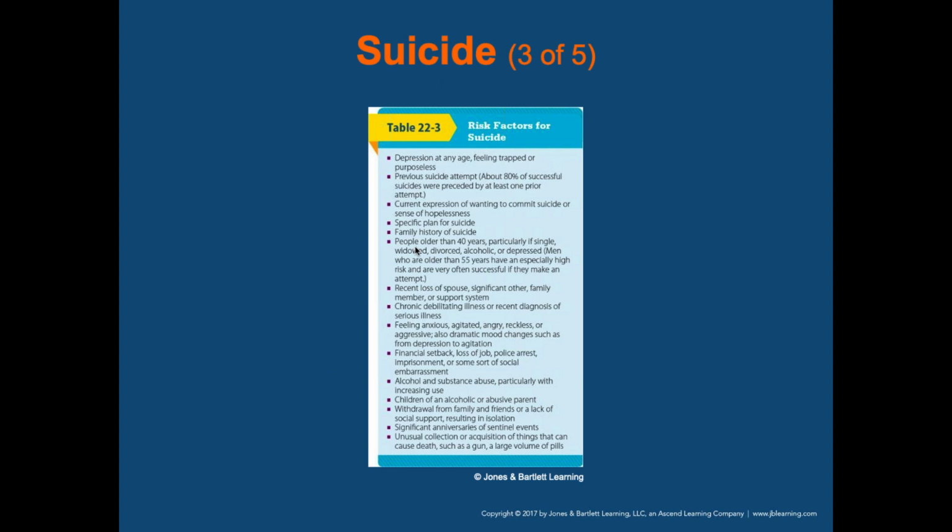attempt. Recent loss of a spouse, significant other, family member, or support system. Chronic debilitating illnesses or recent diagnosis of a serious illness. Feeling anxious, agitated, angry, reckless, or aggressive. Also dramatic mood changes, such as from depression to agitation. Financial setback, loss of job, police arrest, imprisonment, or some sort of social embarrassment. Alcohol or substance abuse.